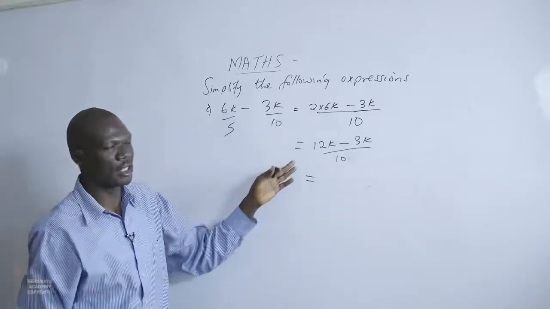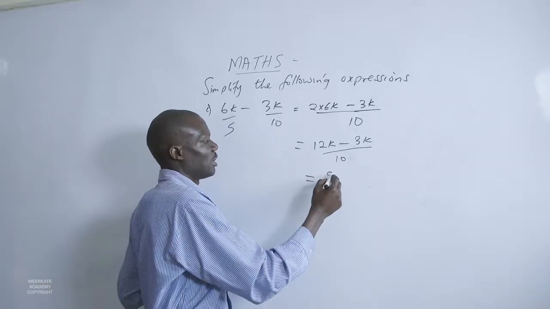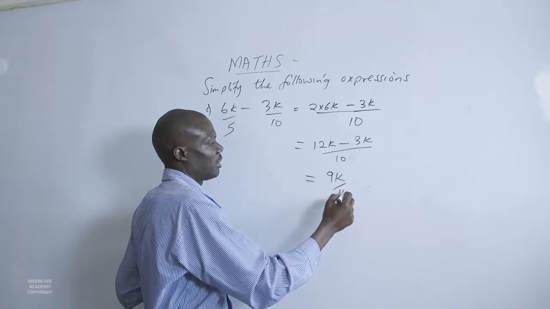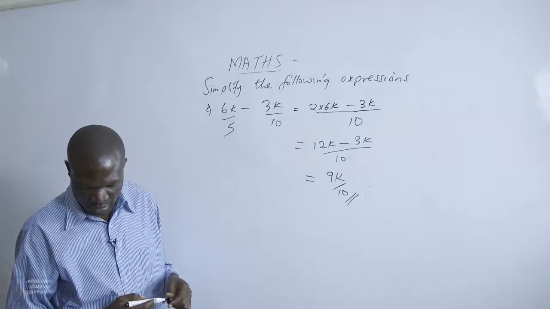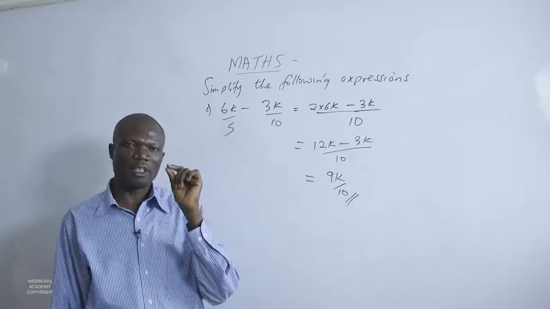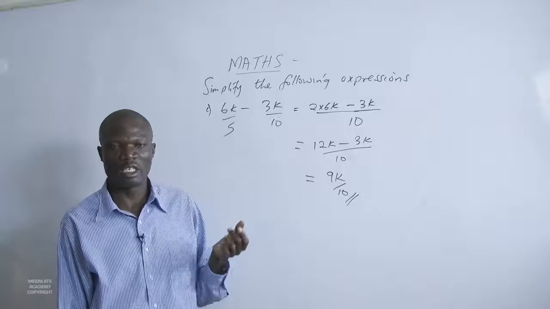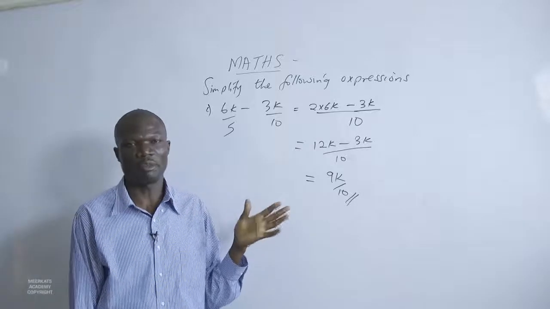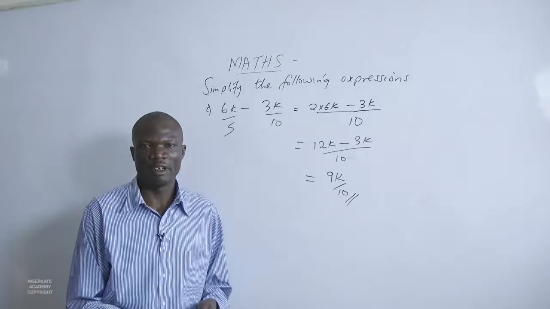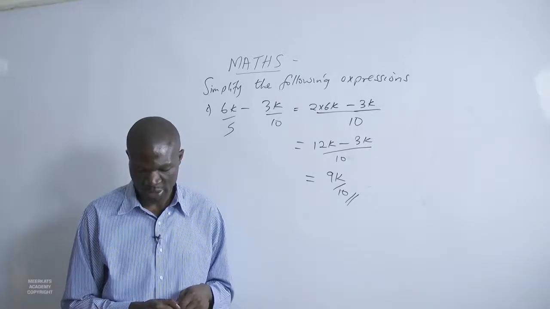Collecting like terms, these are like terms. So 12k minus 3k gives us 9k over 10. So 9k over 10 is our simplest answer when you subtract 6k over 5 minus 3k over 10. This is what you get.